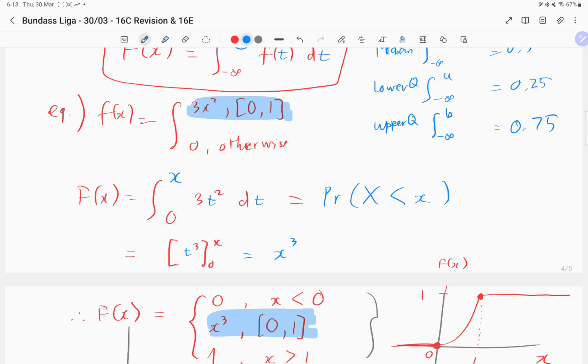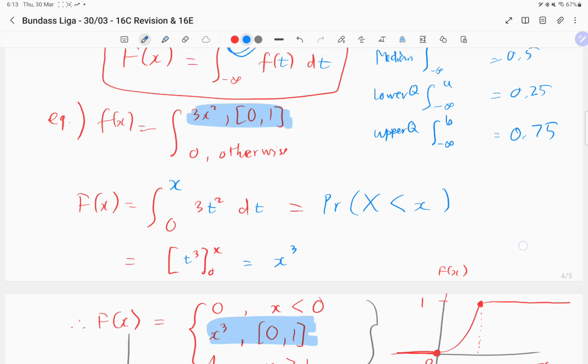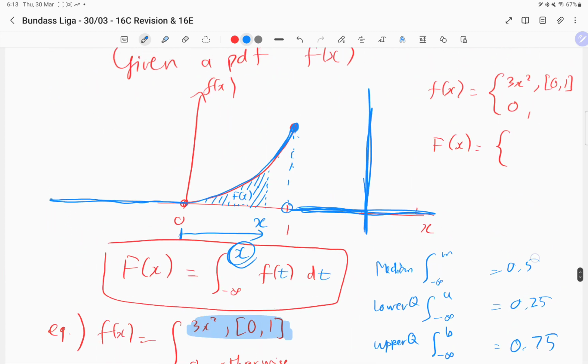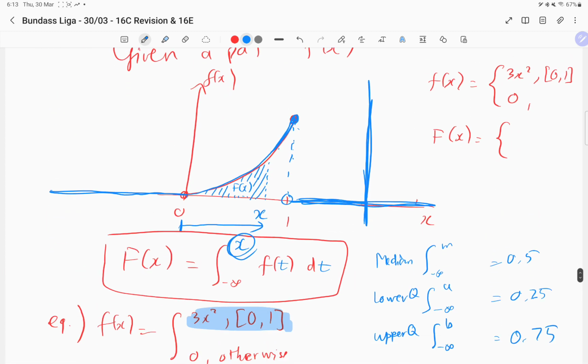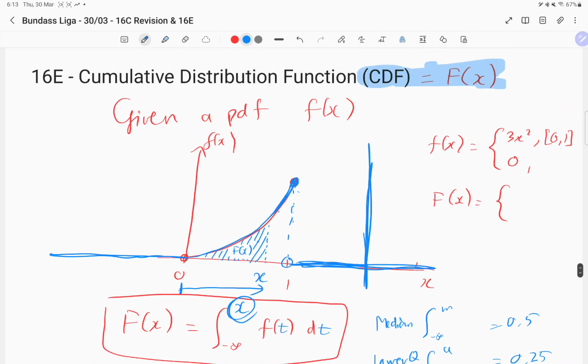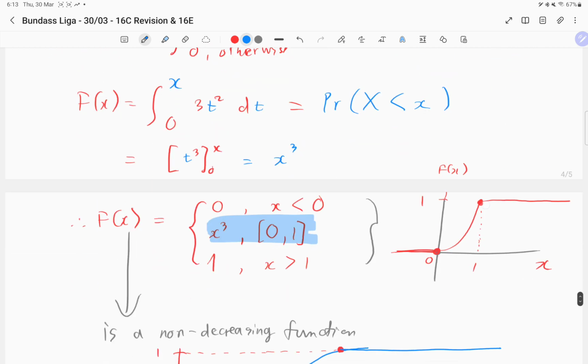For Suleiman and Emily, if you are listening to the recording up to this point, if you need to, pause it, go back to the notes and think about the concept of big F of x. I'll upload the digital version as well, so make sure you refer to that, because if you get it, the questions will be very easy to do. Once you understand a CDF function, applying it is really easy, but understanding it is the hardest part of the CDF concept.